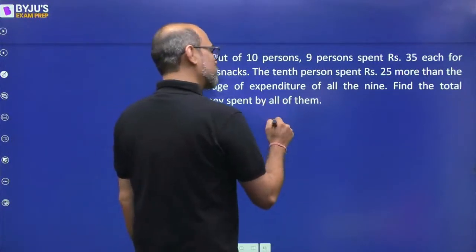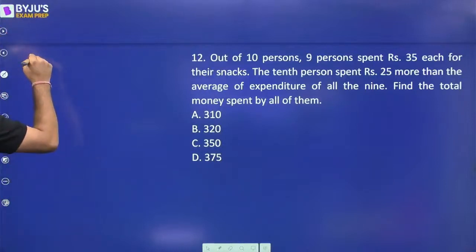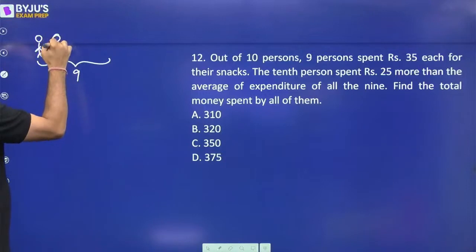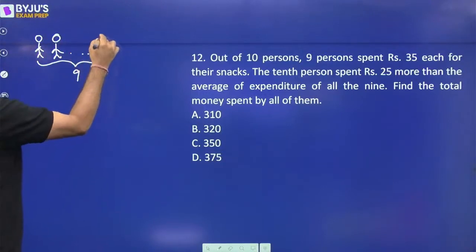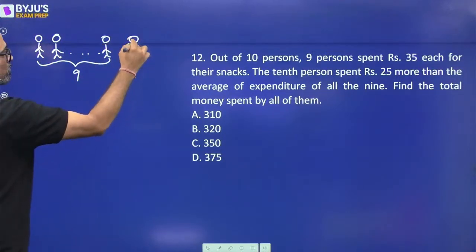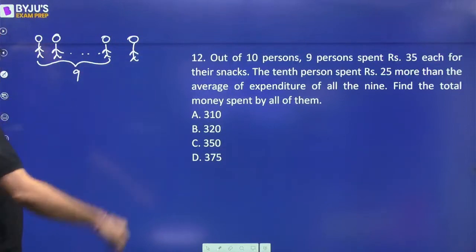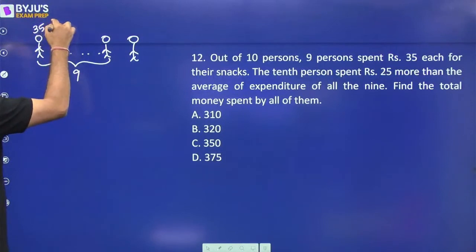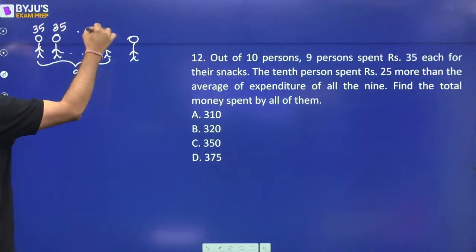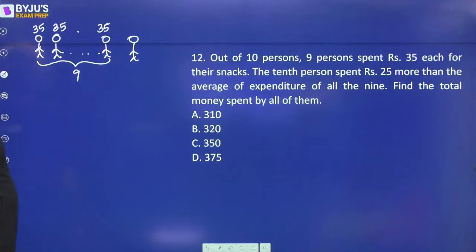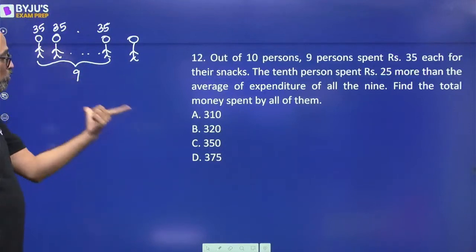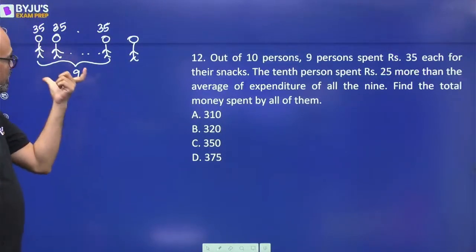See, we have 10 people here, right? How is the breakup of the 10 people? There are 9 people here, and then we have a 10th guy. Each of these 9 people spent 35 on their snack. That means, can I say that the average is 35? And this guy spent 25 more than the average expenditure of all these 9. Not 25 more than the average of everyone, but of these 9.